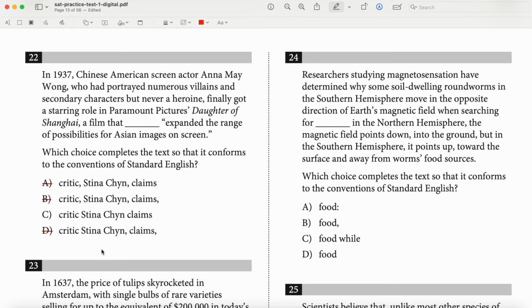Okay. Researchers studying magnetosensation have determined why some soil-dwelling roundworms in the southern hemisphere move in the opposite direction of Earth's magnetic field when searching for food. In the northern hemisphere, the magnetic field points down into the ground, but in the southern hemisphere, it points up toward the surface and away from worms' food sources. All right, that's a lot of words going on. How does answer choice A sound right now? It doesn't sound right. Yeah, what do you think's wrong with it?